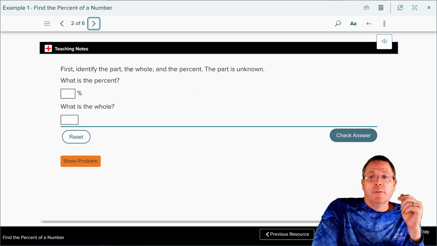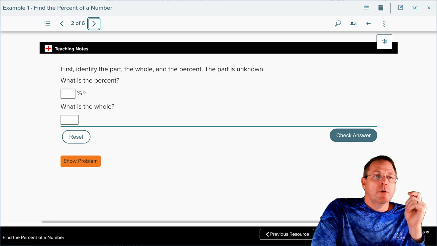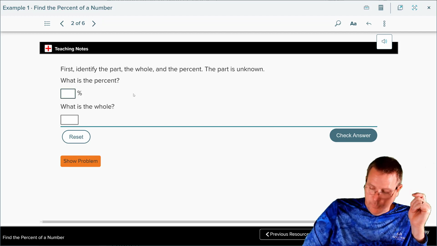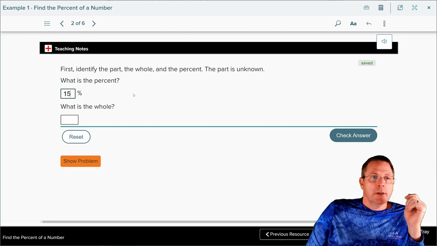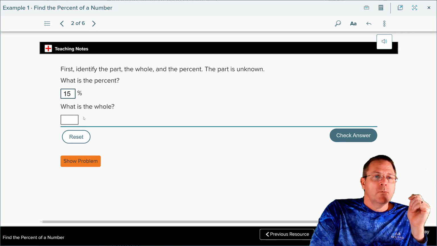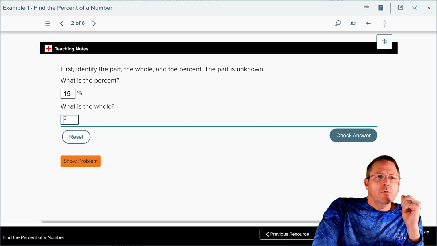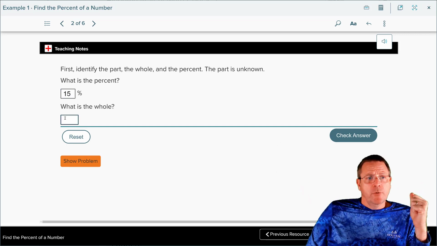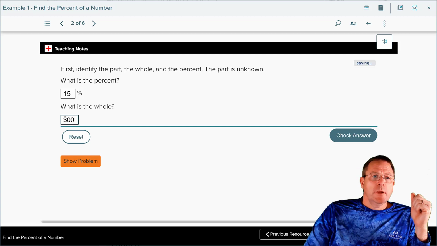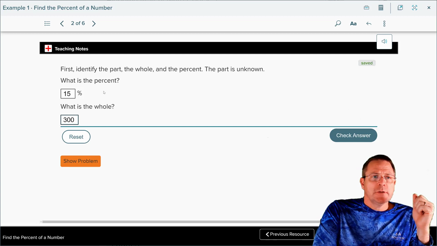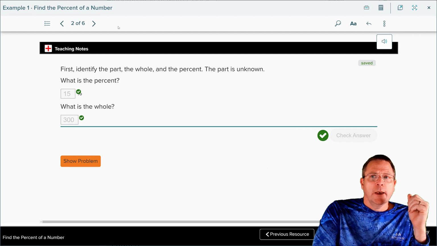First identify the part, the whole, and the percent. The part is going to be the unknown. What is the percent we're looking for? Well, the percent is going to be 15%. And what is the whole going to be? Well, the whole is going to be the whole group. How many people in the whole group? That's going to be 300. So we know the cheese represents 15%, the whole group of students represents 300, so we got that part right.